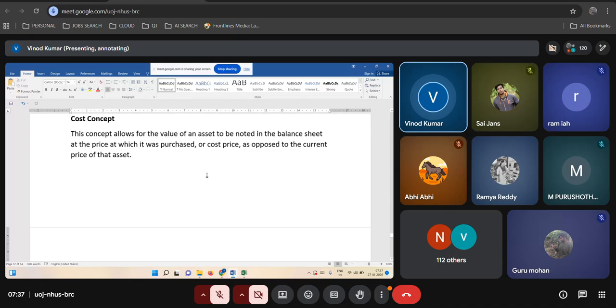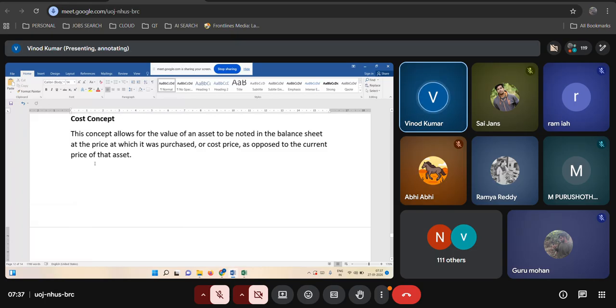The simple meaning is that we need to show the value of the asset that we purchased, not the current market price, not the current market value. That is called the cost concept in accounting.